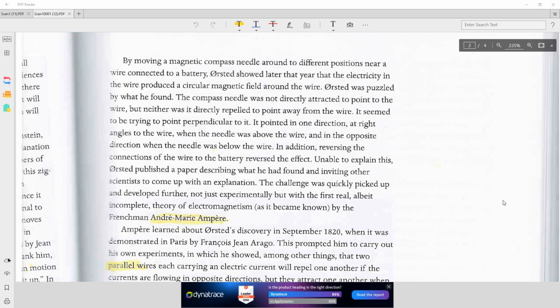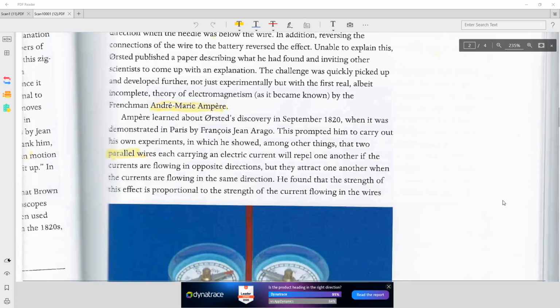Unable to explain this, Orsted published a paper describing what he had found and inviting other scientists to come up with an explanation. The challenge was quickly picked up and developed further, not just experimentally, but with the first real, albeit incomplete, theory of electromagnetism, as it became known, by the Frenchman André-Marie Ampere. Ampere learned about Orsted's discovery in September 1820, when it was demonstrated in Paris by François-Jean Arago.